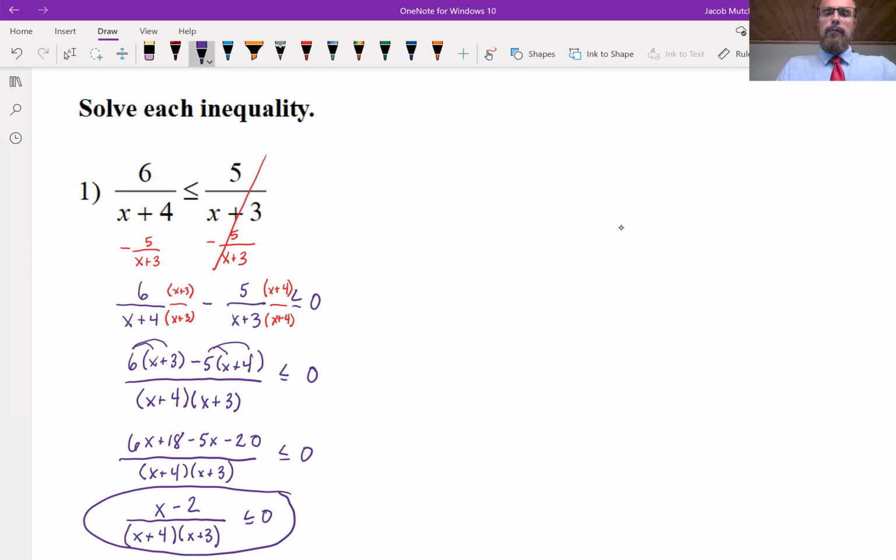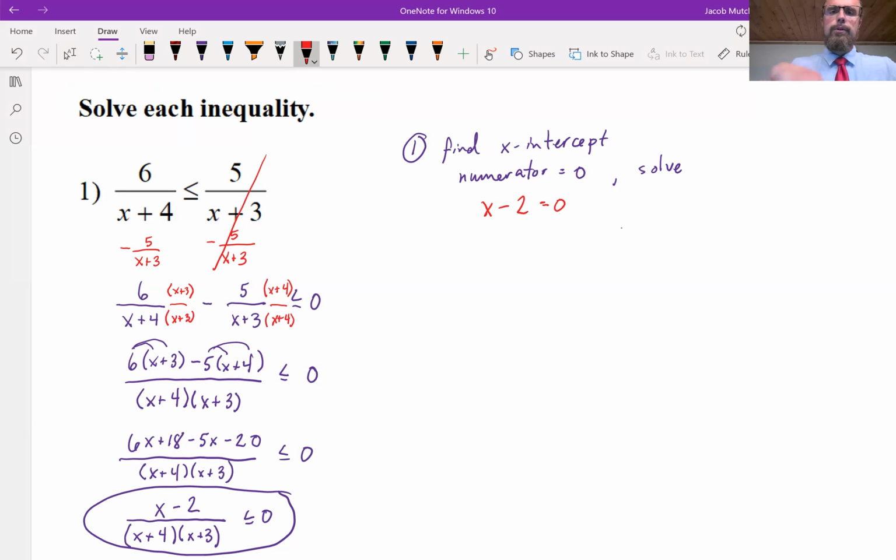So I'm going to look for x-intercepts. I want to find any x-intercepts. And I'm going to do so by setting the numerator equal to 0 and solving. Because if I can get that numerator equal to 0, then it doesn't matter what the denominator is. 0 divided by anything except for 0 is 0. So my numerator is just x minus 2. So I'll set that equal to 0. Solve real simply by adding 2 to the left, cancel, add 2 to the right, keep the balance. And I get a 0 here at x equals 2.